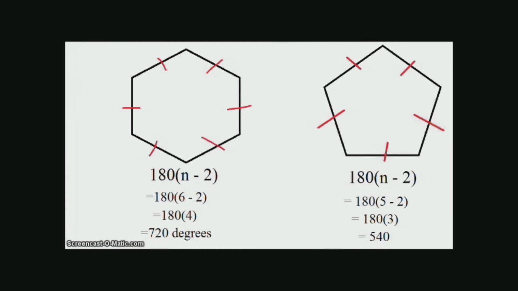Okay, here's a question. What if you know the sum of the interior angles in a polygon, but you don't know how many sides this polygon has? Well, all you've got to do is reverse the steps you did to get the sum of interior angles. So now let's put this question into a formula. So here we need to know what the interior angles are.